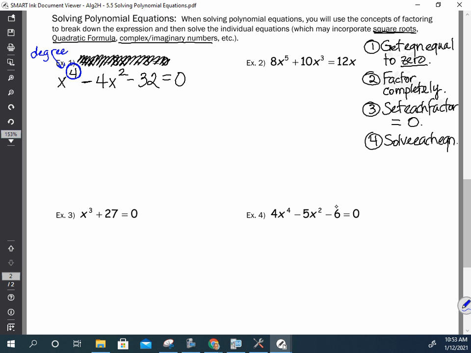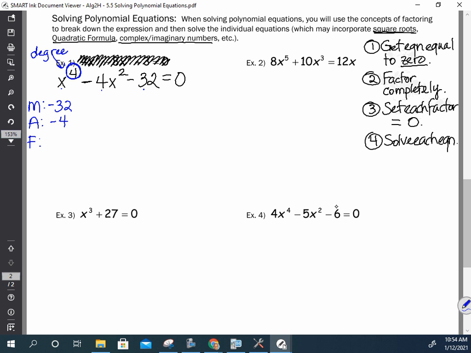So, example 1, the equation is already equal to 0. So we go ahead and try to factor it. We look for the greatest common factor. x to the 4th minus 4x squared minus 32 equals 0. There is no greatest common factor because there's nothing that divides out of everything. Okay, keep going. You got 3 terms. This is an MAF problem. So we need 2 numbers that multiply to negative 32 and add to negative 4.